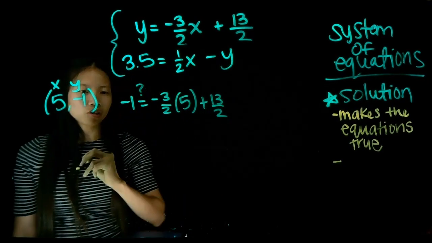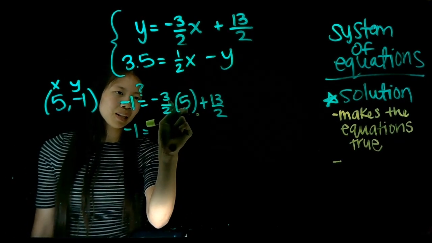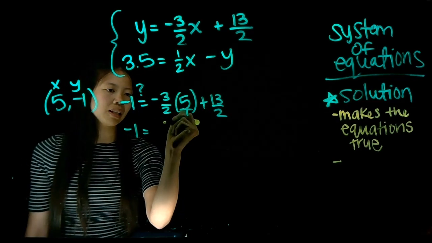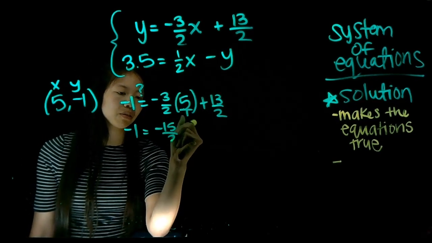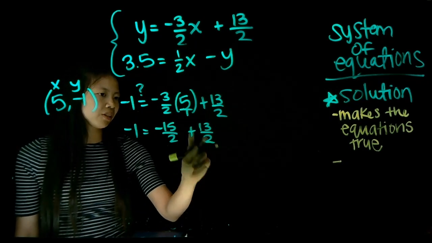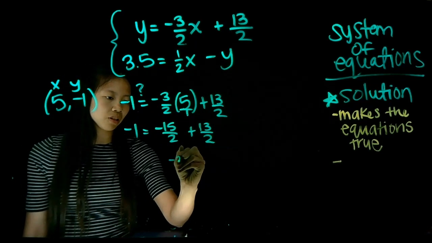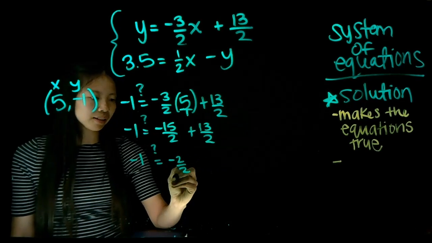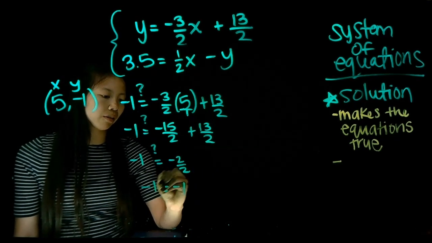Okay, and is this true? -1 equals 5 times -3, or 5 over 1. 5 times -3 is -15/2. Leave that, -15/2 plus 13/2. I can combine these together since they have common denominators. So -15 plus 13 is -2/2. And -2/2 is the same thing as -1. So I know that this is true.